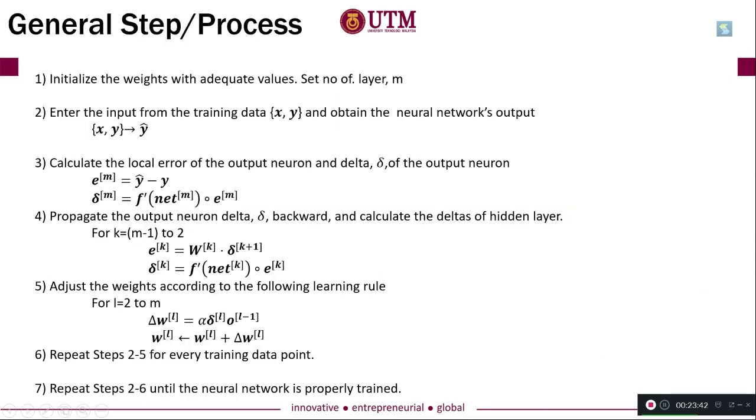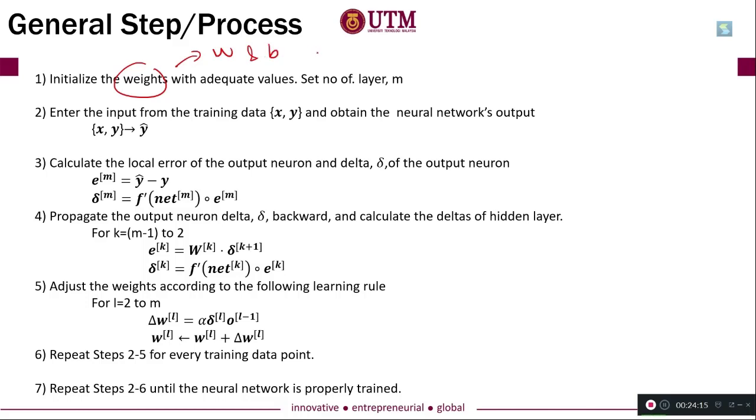So this is the general algorithm for you to develop an artificial neural network. You can see the first step, of course, during the training process. This is the first thing you need to do, where you need to initialize the weights with adequate values. Here, when I say weights, it does not mean only the W, you also initialize your B. That means you initialize your W and your B.